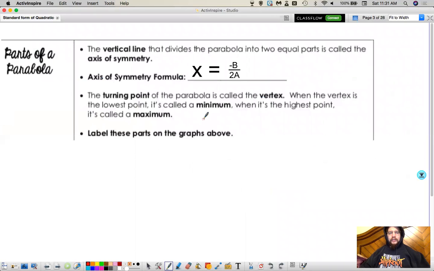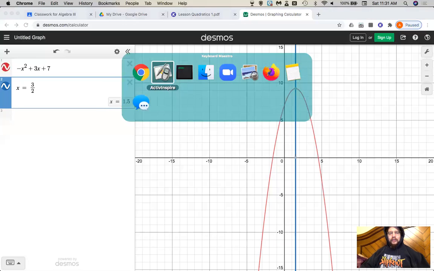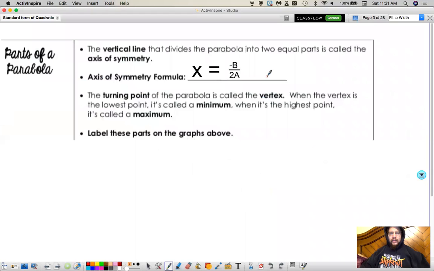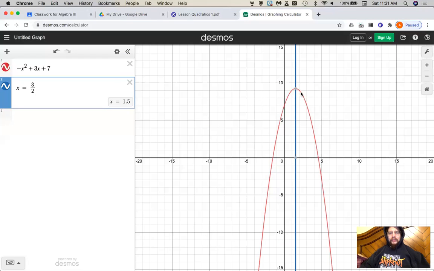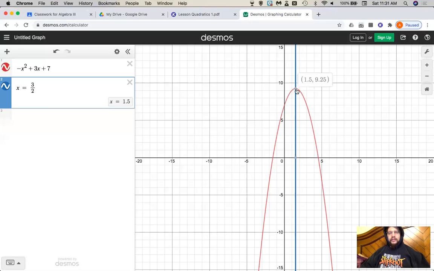Now, where it changes from increasing to decreasing or decreasing to increasing, that's called a turning point. And we call that turning point, in the parabola's case, a vertex. So this is my vertex right here. If it's the lowest point of the graph, it's a minimum. If it's the highest point, it's called a maximum. So notice that there's no point above our vertex here. So this would be a maximum.